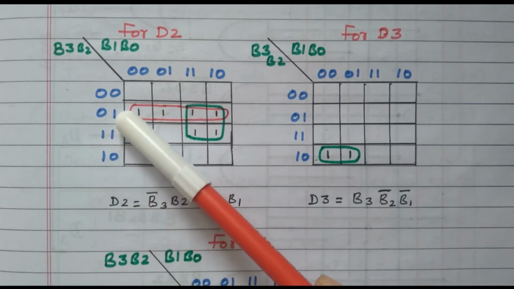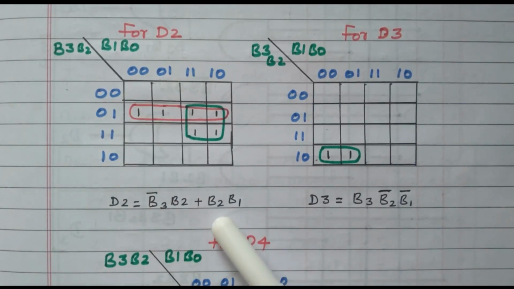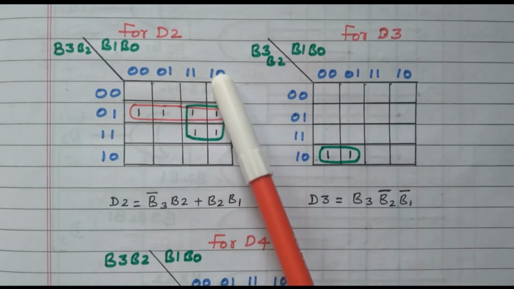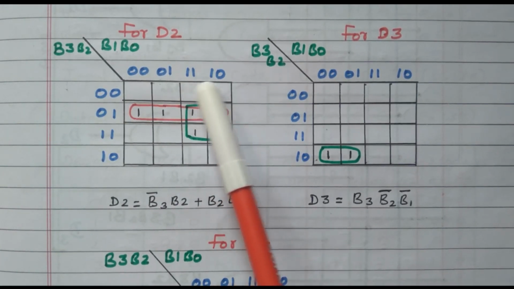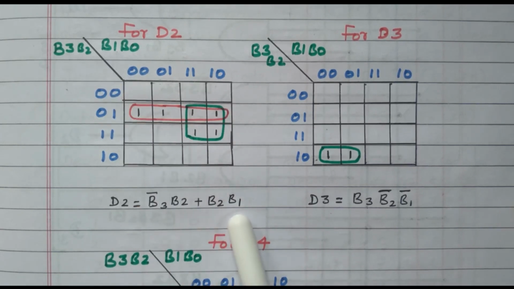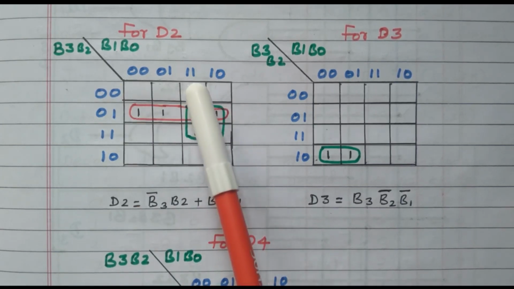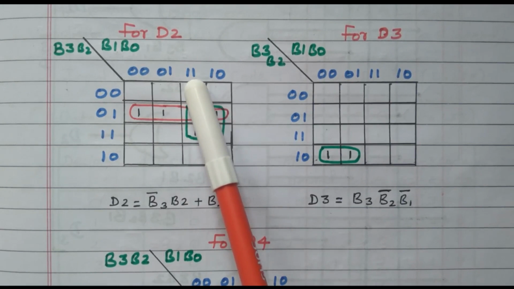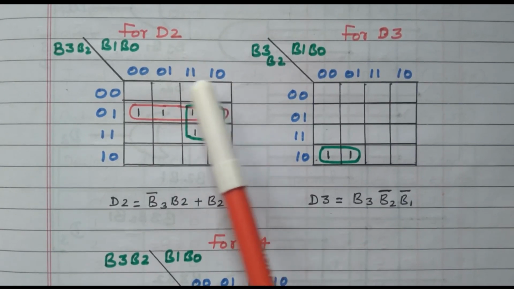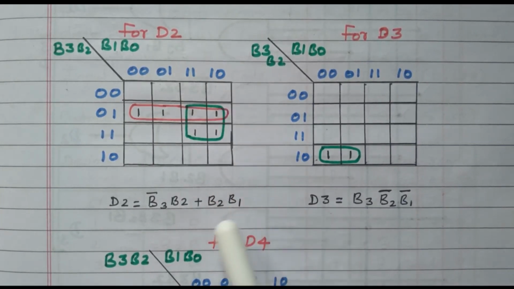What is this one? Second one means B2. Similarly, in the third column and fourth column, this first one is available commonly. What is first one? B1. Right. So B2 into B1. The second 0 and 0, here 1 and here 0 is available, so they got cancelled. 1 and 0 got cancelled. So the D2 value is B3 dash B2 plus B2 B1.